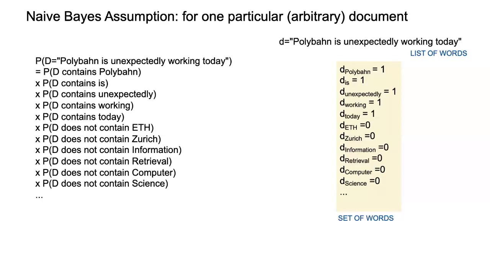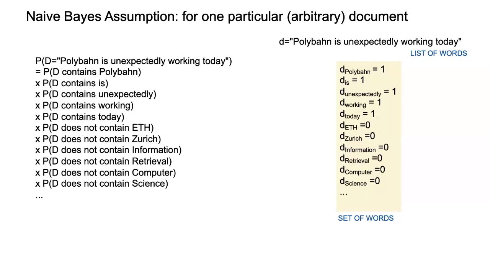So imagine that we have a document small d that says Polyban is unexpectedly working today. I heard from you that it was some meme among students. So let's say small d is Polyban is unexpectedly working today. Small d is a vector of Booleans, and I put my vector of Booleans on the right in yellow, right? So d Polyban is 1, d is is 1, d unexpectedly is 1. These are all the words that are in there. And Zurich, ETH, information, they don't appear in small d, so they're 0, right? So you agree you have a vector in there. I just reordered it starting with the terms that are in the document, right? Who agrees that on the right this is a document as a vector of zeros and ones?